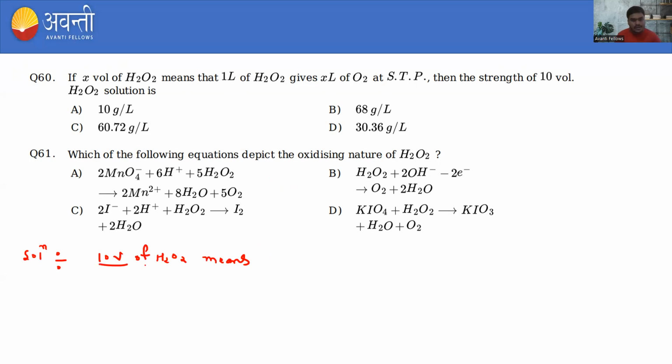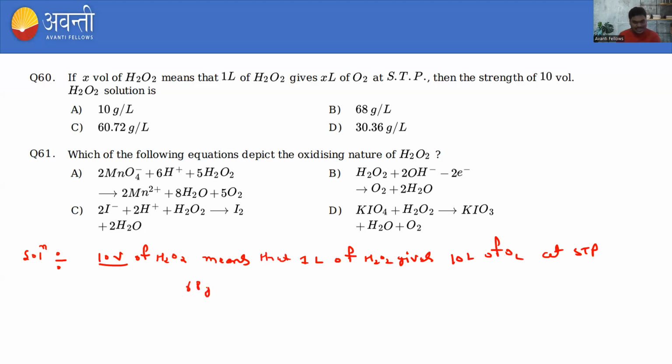So 10 volume of H2O2 means that 1 liter of H2O2 gives 10 liter of O2 at STP. This is what they mean, right? 10 liter of O2 at STP. Now again, you just write the formula.